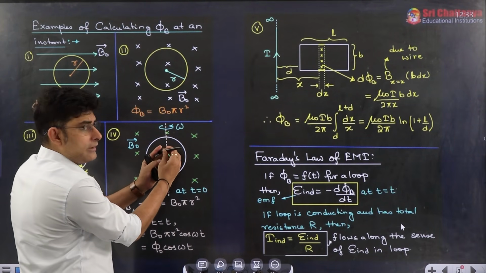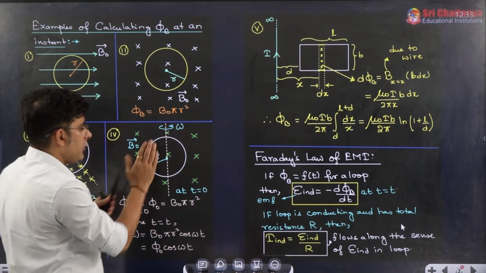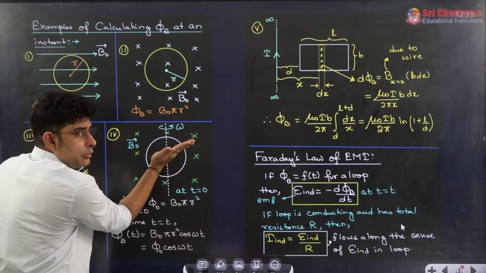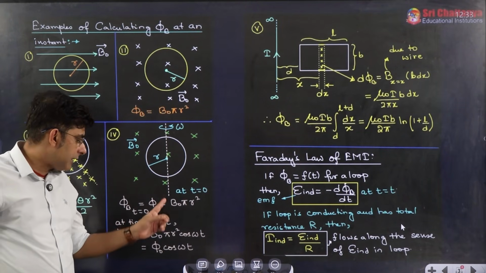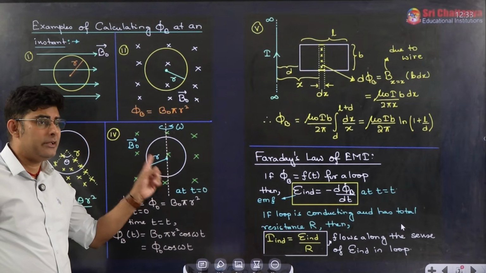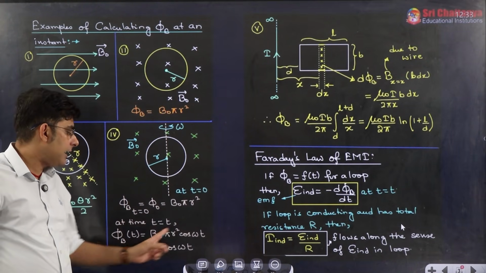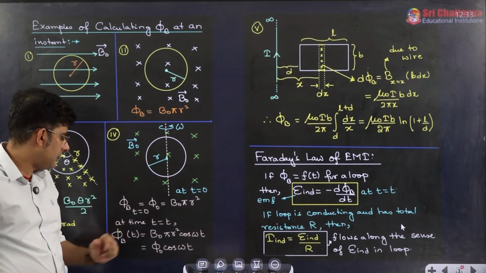As the coil rotates, you can see the pen is rotating. This pen is the area vector, or if you are not able to see my hand, this is the area vector, so the area vector keeps on rotating. So at time t, the angle between the area vector and B vector will change. Initially it was 0 degrees because the B vector and area vector were in the same direction. At time t, the angle will become theta equals omega t. We are assuming omega to be constant.